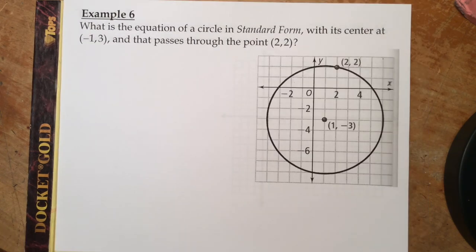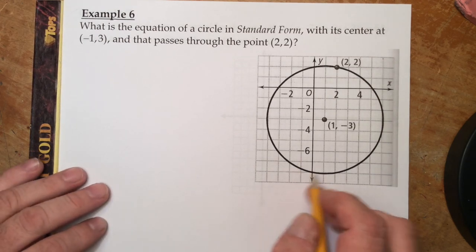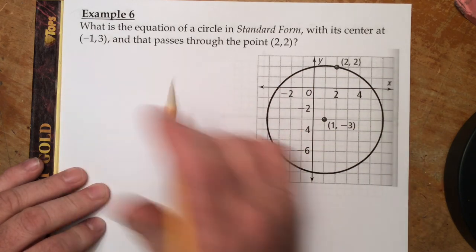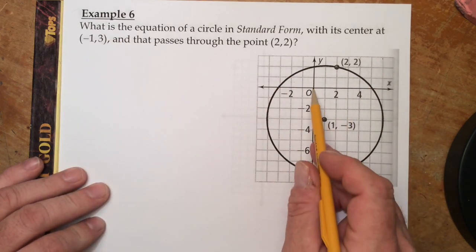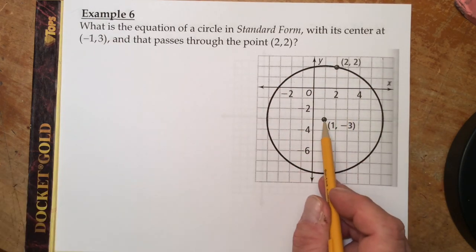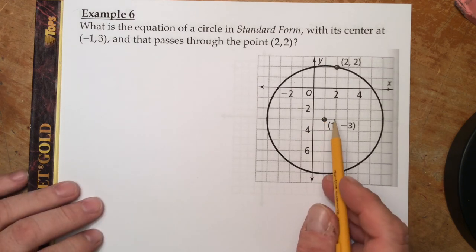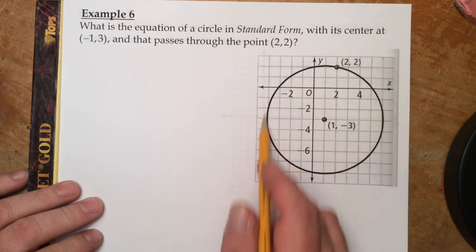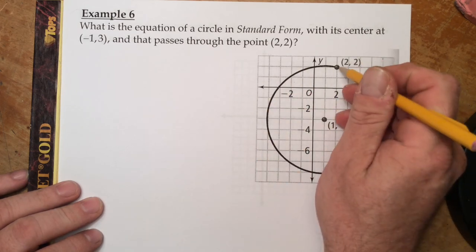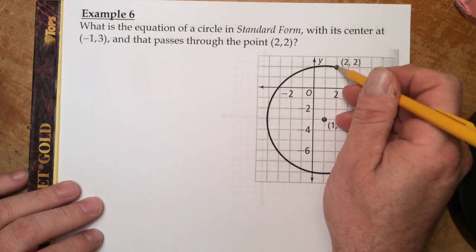Example 6. What is the equation of a circle in standard form with its center at -1, 3 and passes through the point 2, 2? This time they've given us a graph of what they described here. The center of the circle is at 1, -3. And they don't tell us the radius directly. All they tell us is they give us one point somewhere on the circle. It happens to be at 2, 2.